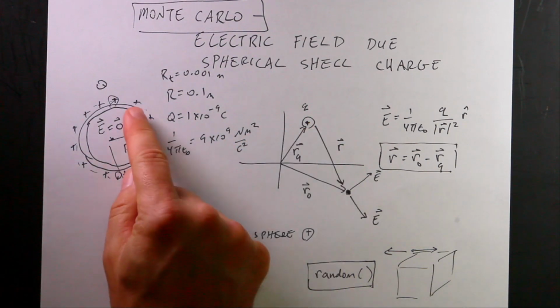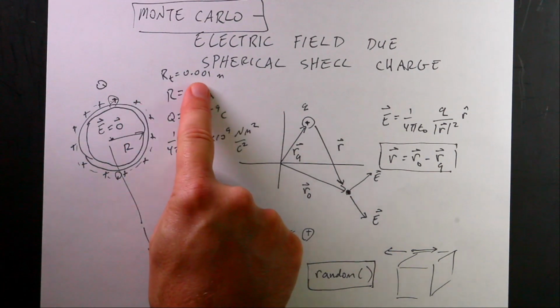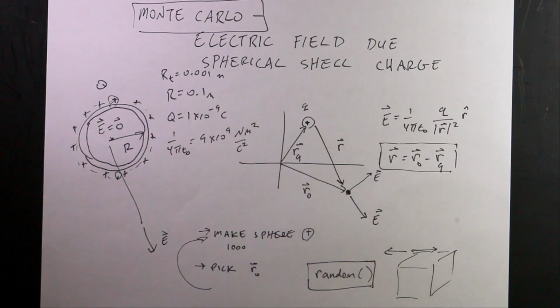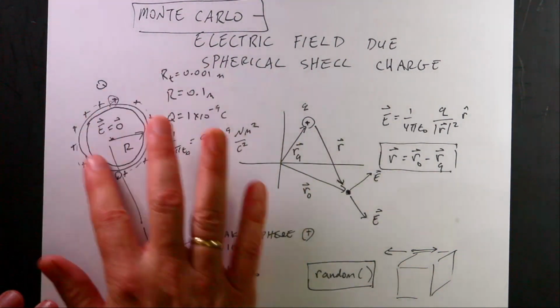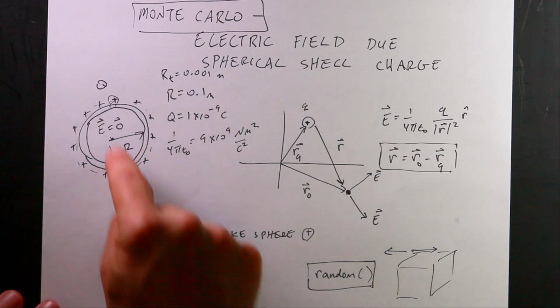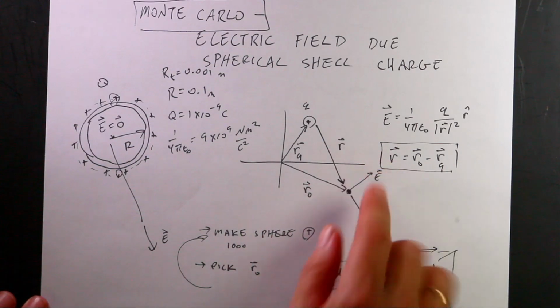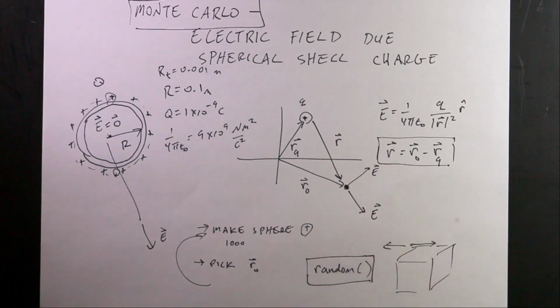I also need to know the thickness of this, right? I need to pick. I can't have it infinitely thin. So I'm going to pick 0.001 meters. So what I'm going to do is actually first generate these random points in the shape of a sphere, and then go and calculate the electric field wherever I want, using the same method right here for each of these points.